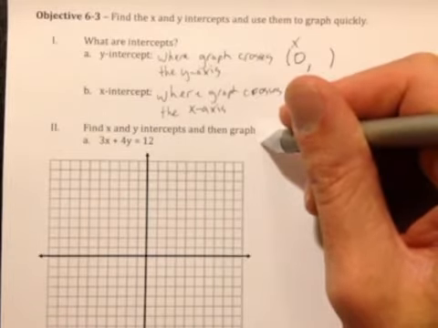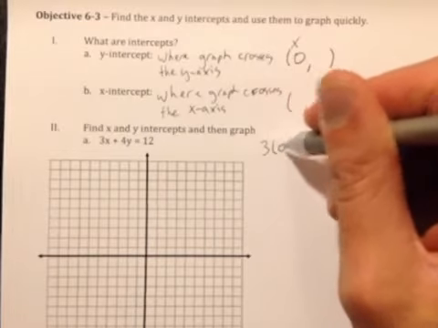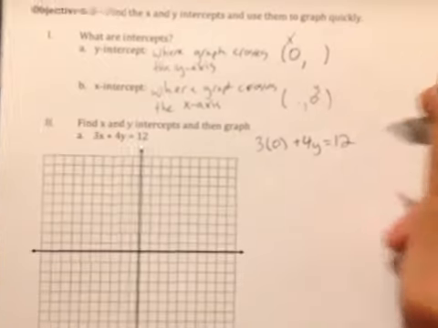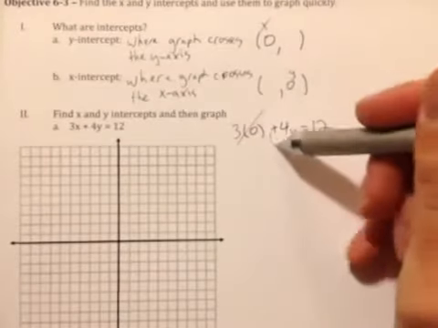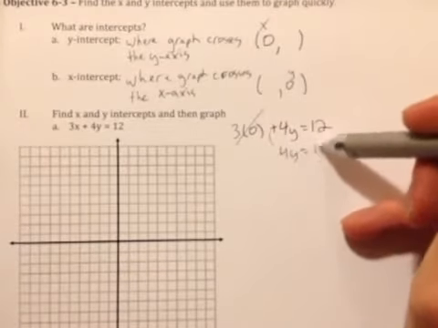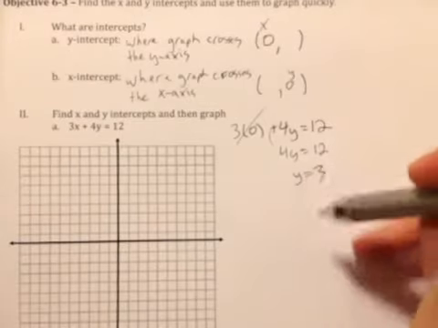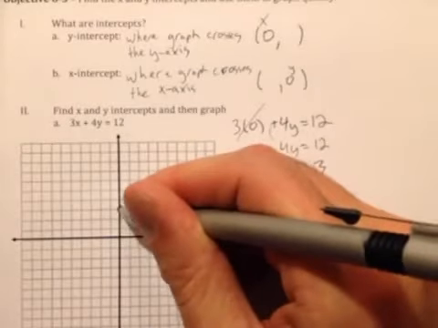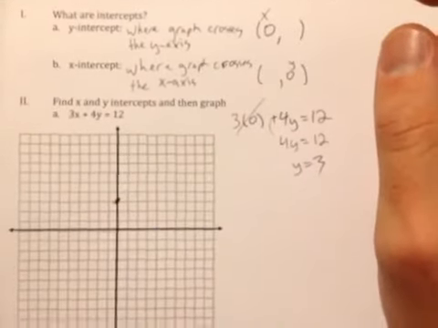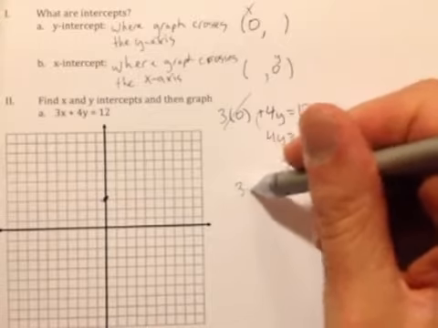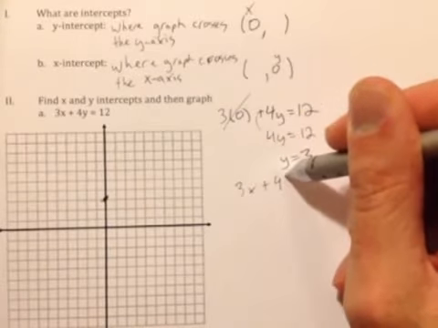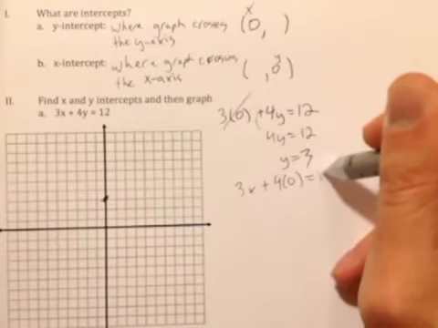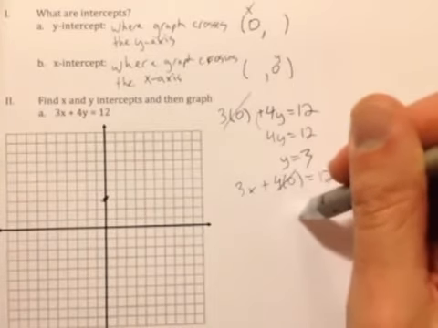So let's find the y-intercept first by plugging in 0 for x. 3 times 0 plus 4y equals 12. That's just 0, so we get 4y equals 12. We get y equals 3 is our y-intercept. So we plot the point 0, 3. Same thing going the other way. We're going to get 3x plus 4 times 0 equals 12. We're going to solve, and we're going to get x equals 4.